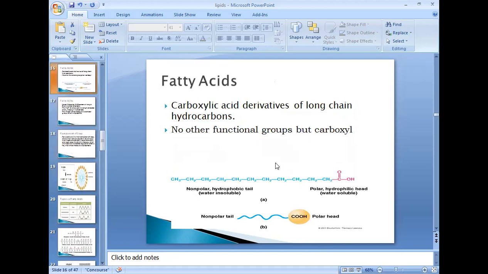As far as fatty acid structure is concerned, fatty acids are basically carboxylic derivatives of long chain hydrocarbons. It means they have a carboxylic group and hydrocarbons, and no other functional groups are present. The carboxylic group is water loving, or hydrophilic, and the hydrocarbon group is the non-polar component and hydrophobic in nature.